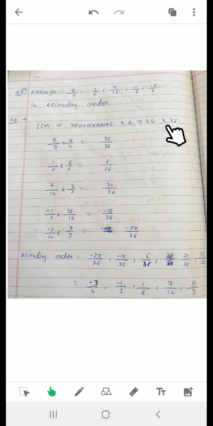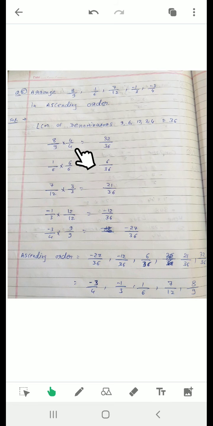This 9, we need to make 36. So 9 4s are 36, so multiply by 4. 6, we need to make 36. So 6 6s are 36, so multiply by 6. 12 3s are 36, so multiply by 3. 3 12s are 36, so multiply by 12. 4 9s are 36, so multiply by 9. Like that we have to do.